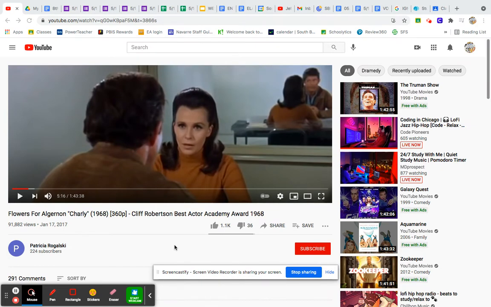overall scene comparison exercises that we are going to do together here in this class. We're going to be taking a look at our movie, Charlie, and we're also going to be taking a look at our short story, Flowers for Algernon. Now, the movie Charlie is based on Flowers for Algernon. However, there are vast and many differences between the two. And I'd like us to start taking a look at one scene in particular.